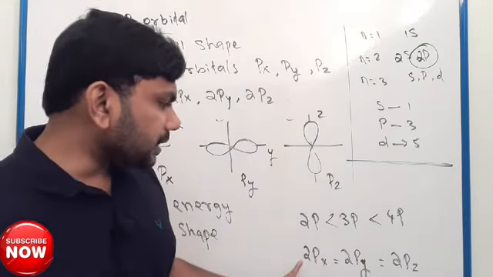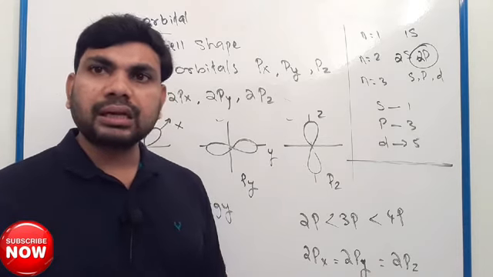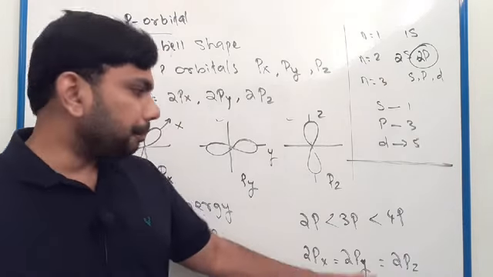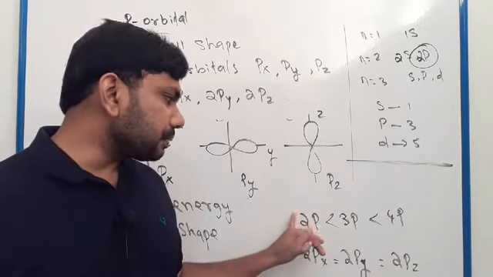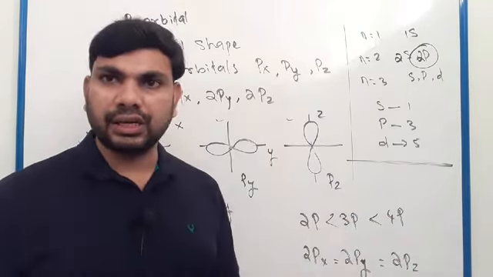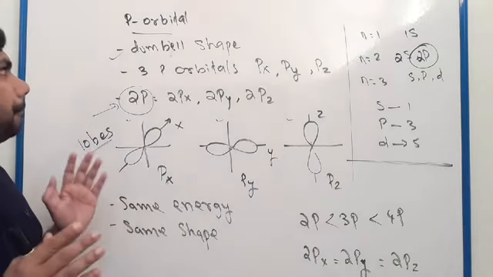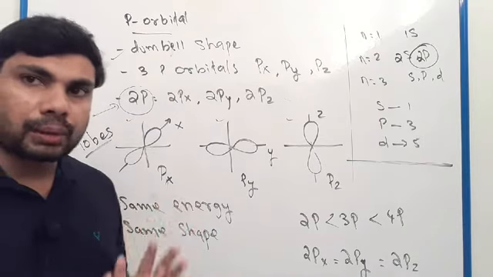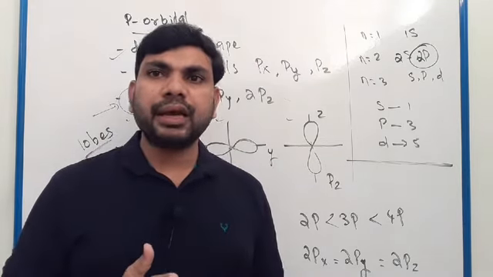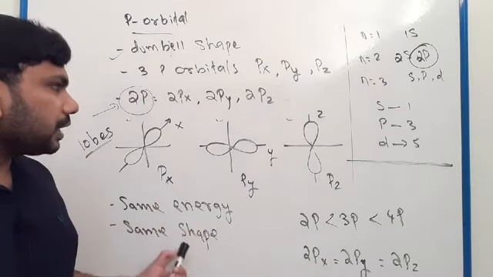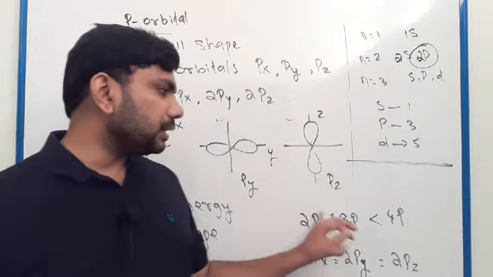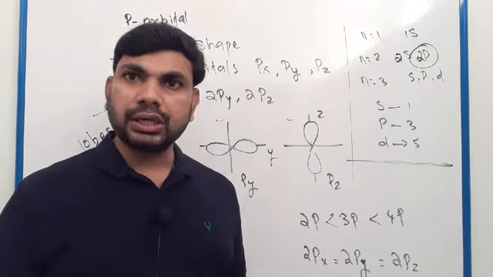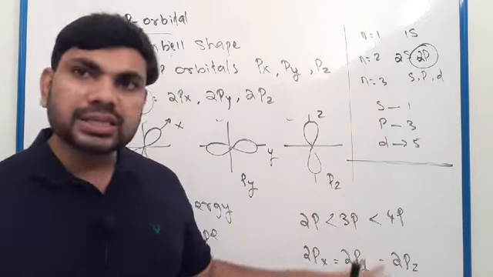But look here, 2px, 2py, 2pz mean these are three different atomic orbitals of 2p. They have the same energy. But 2p, 3p, 4p, here principal quantum shells are different and they have different energy. Clear? So here we discussed p orbital. P orbitals have dumbbell shape, and there are three p orbitals, px, py, pz. They have the same energy and shape. Here 2p, 3p, 4p have different energy, but 2px, 2py, 2pz have the same energy. But all are the same shape.